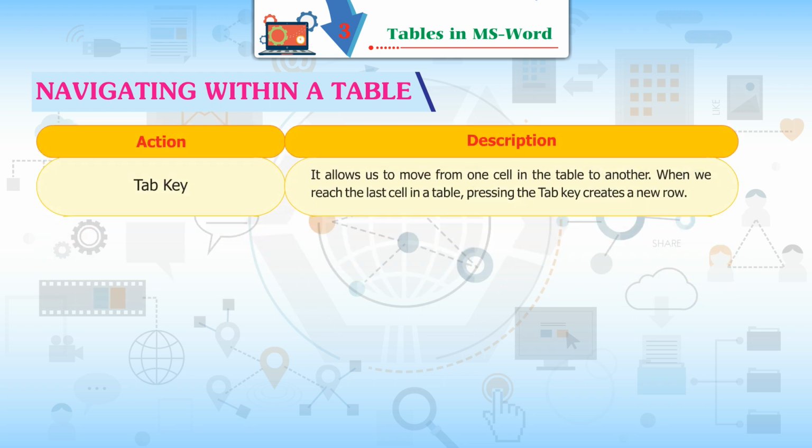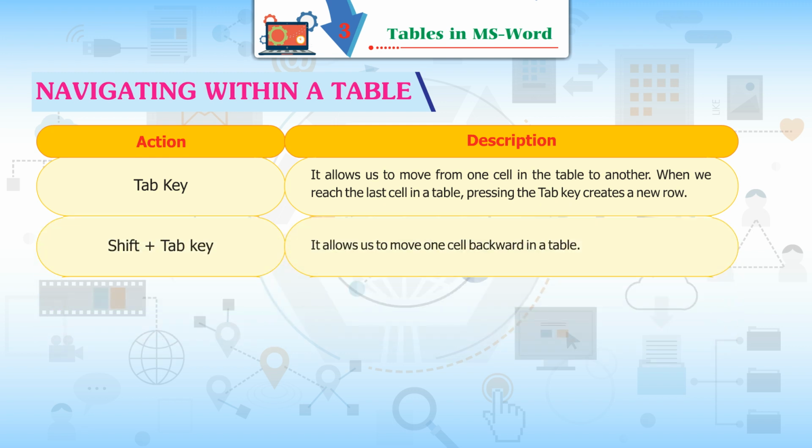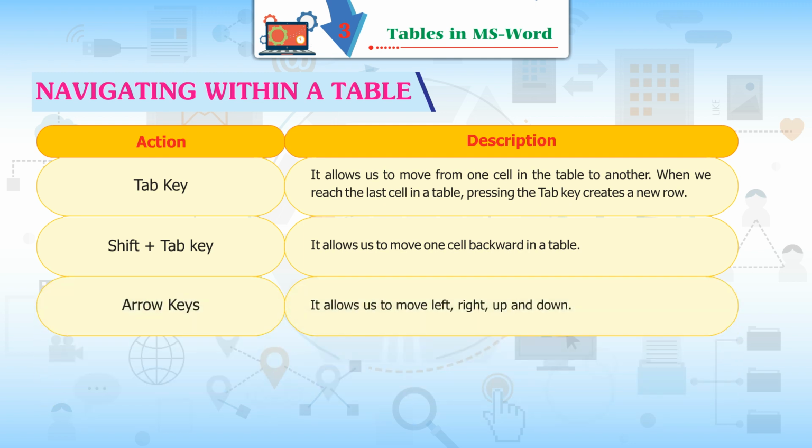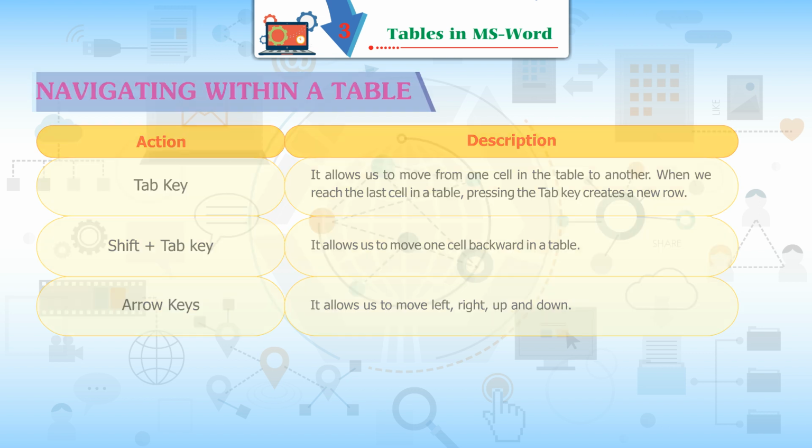Tab key. It allows us to move from one cell in the table to another. When we reach the last cell in a table, pressing the tab key creates a new row. Shift plus tab key. It allows us to move one cell backward in a table. Arrow keys. It allows us to move left, right, up, and down.